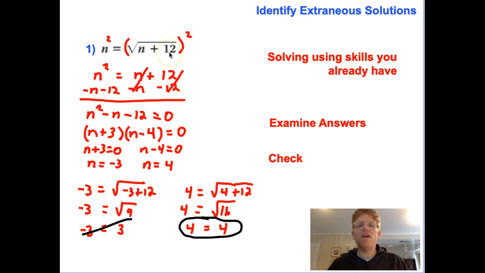So you always have to check. You always have to check your answer. I know nobody likes to check their answer because it's additional work, but in these kinds of problems, you have to check it. Otherwise, you may get it wrong because you chose an extraneous solution.